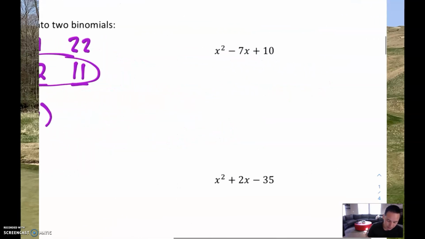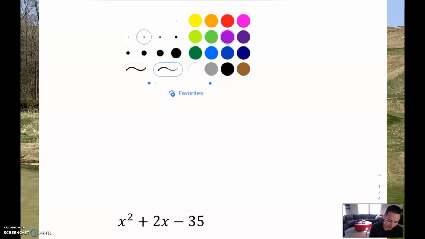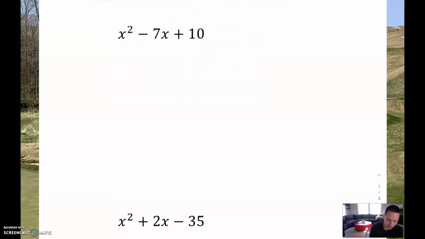Let's move on to the right to another one. We have x squared minus 7x plus 10. We're going to look at the last number here, the 10, and we're going to look at all of the things that could multiply to be a 10. It could be 1 and 10, or it could be 2 and 5. Now, which combination of numbers do you think could possibly add or subtract to make a negative 7?